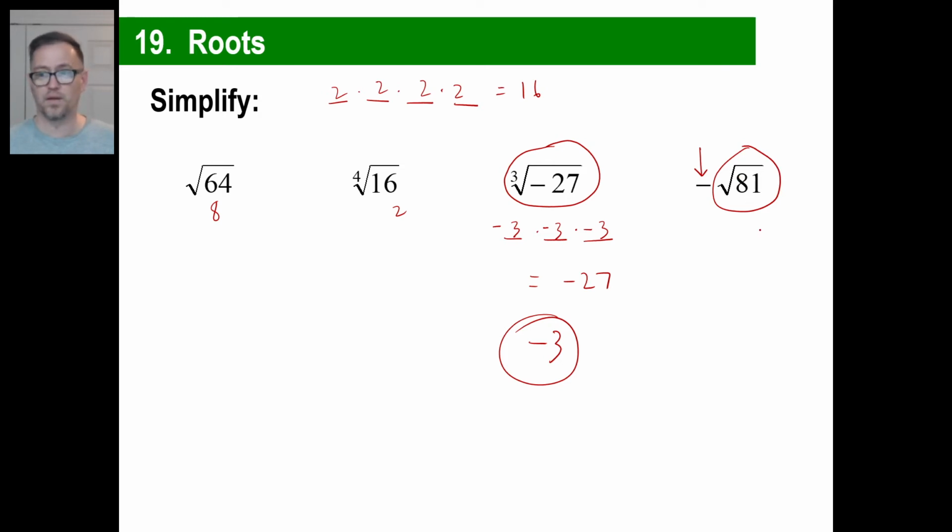What is the square root of 81? It's 9, right? Once you get this as an answer, you're done, but go ahead and apply the negative to it. Boom, there we go. In other words, we're asking, what's the opposite of the square root of 81? Well, the square root of 81 is 9. The opposite of the square root of 81 is negative 9.